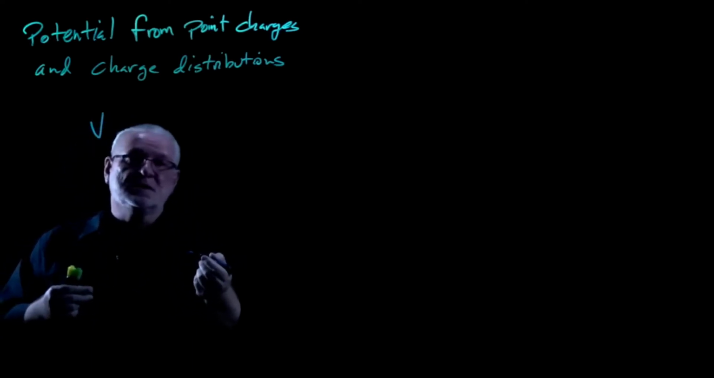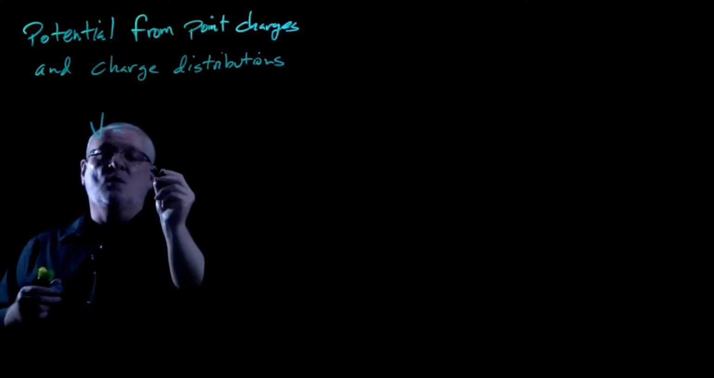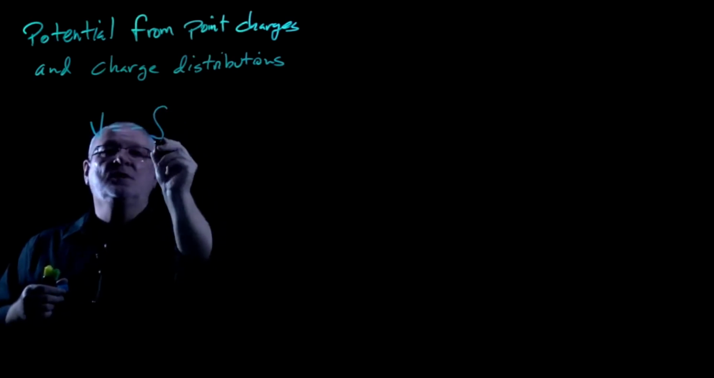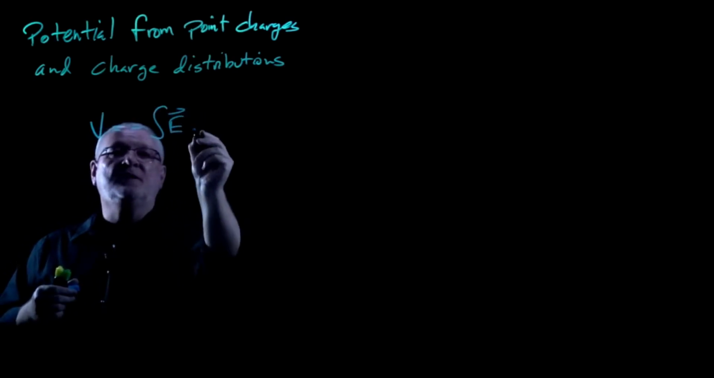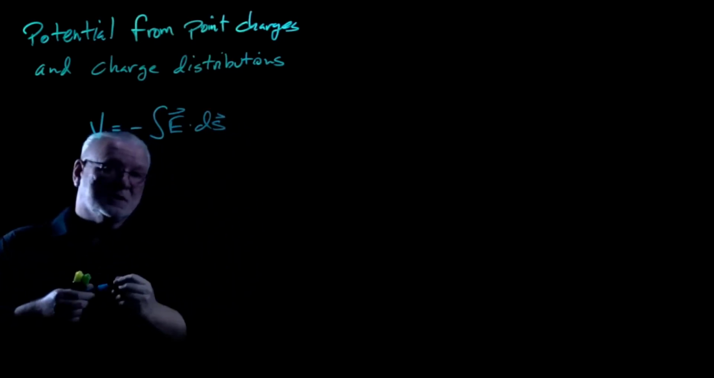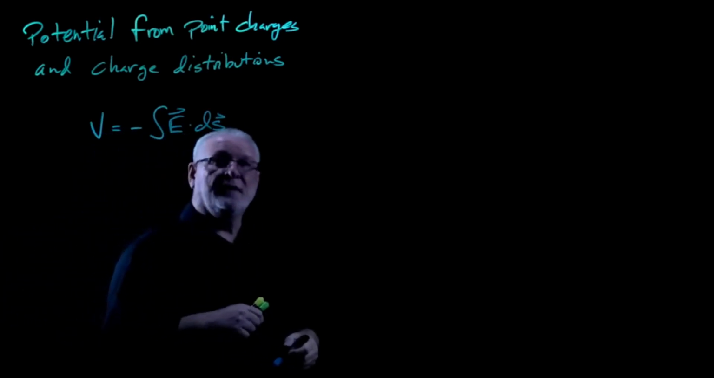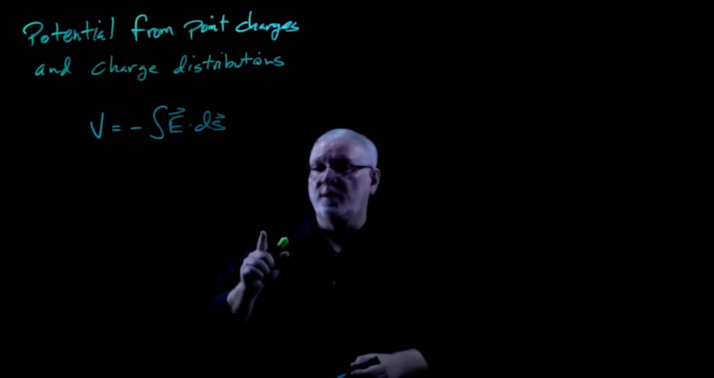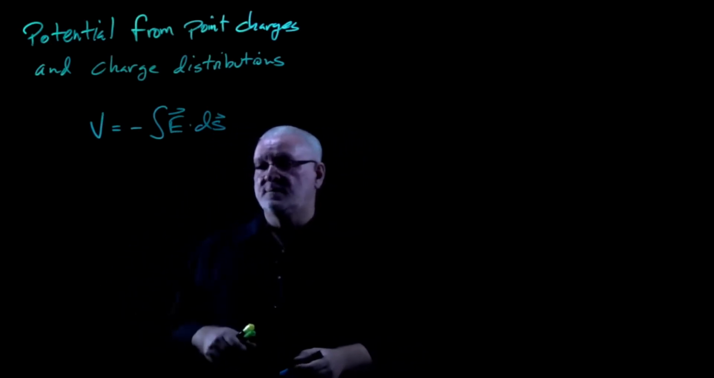Potential, which uses the symbol V, is a scalar quantity that is equal to the integral of the electric field along a path. We get to choose that path through the electric field, and the dot product of the path with the field will control the size of the potential.